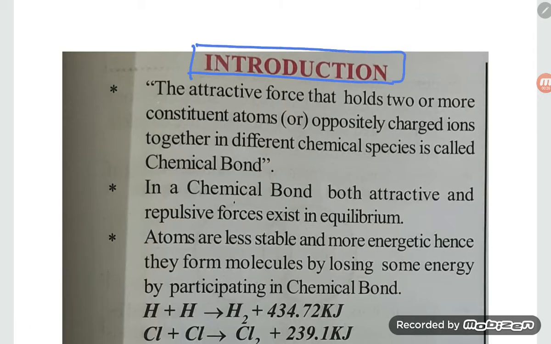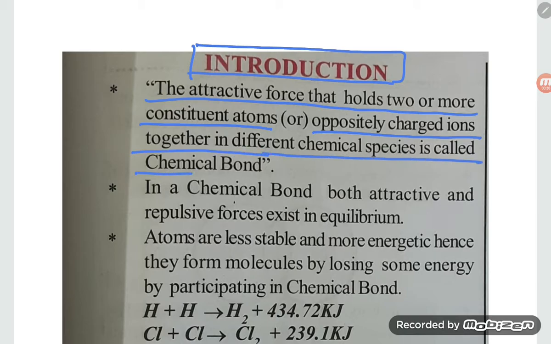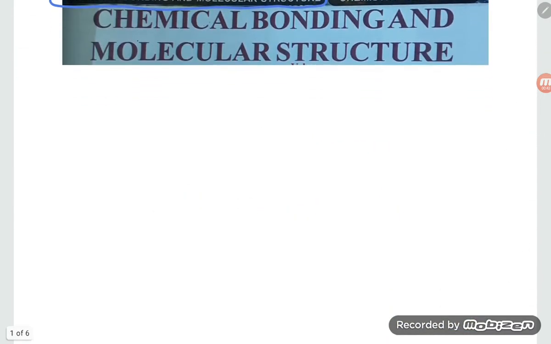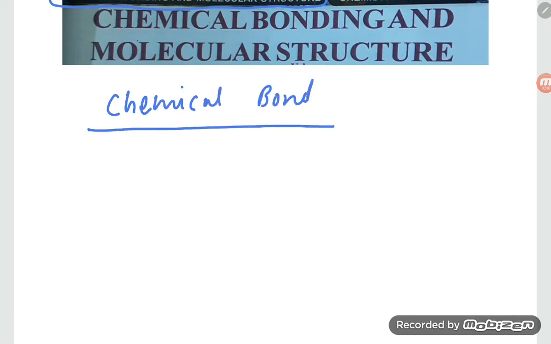So the first point is: the attractive force that holds two or more constituent atoms or oppositely charged ions together in different chemical species is called a chemical bond, right students? So they are defining the chemical bond. A chemical bond means the force of attraction which is holding two or more than two constituent atoms.